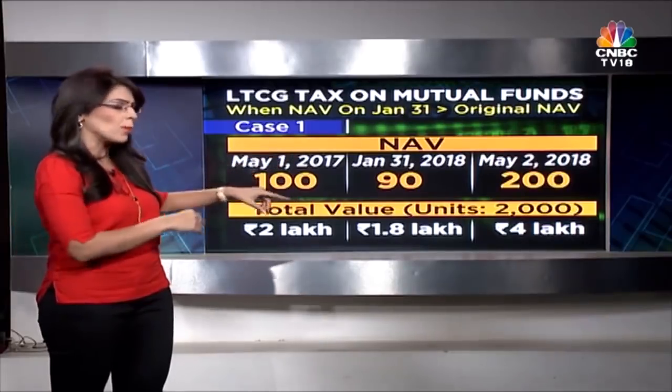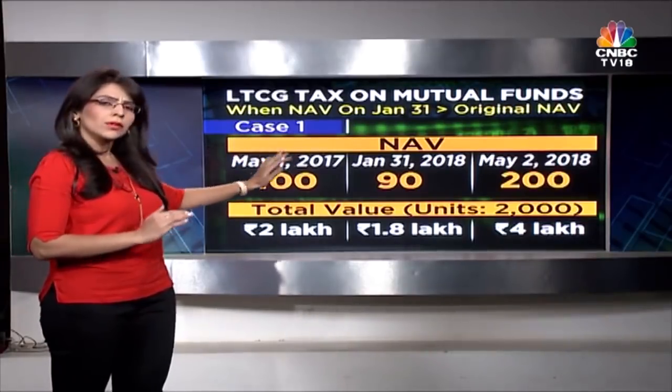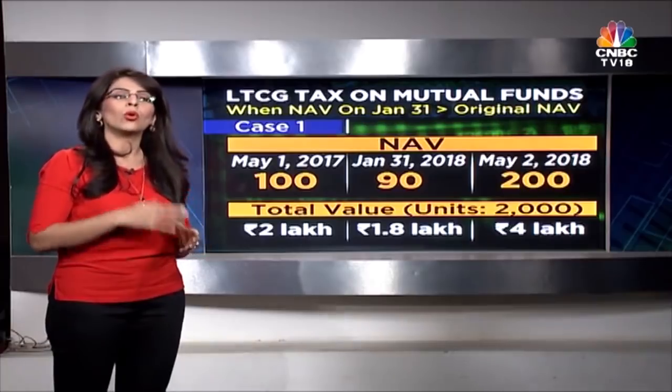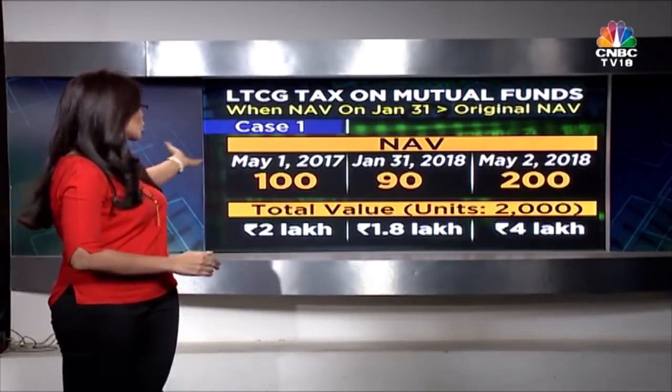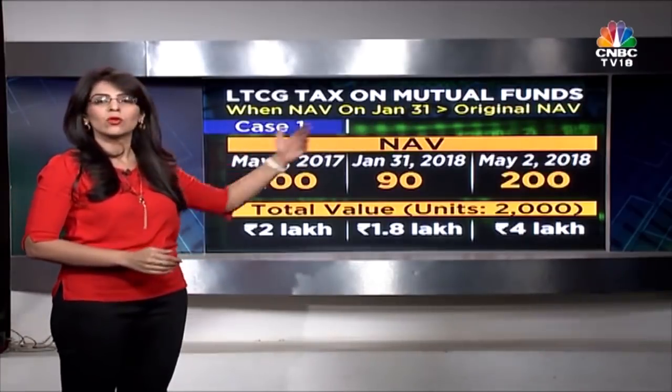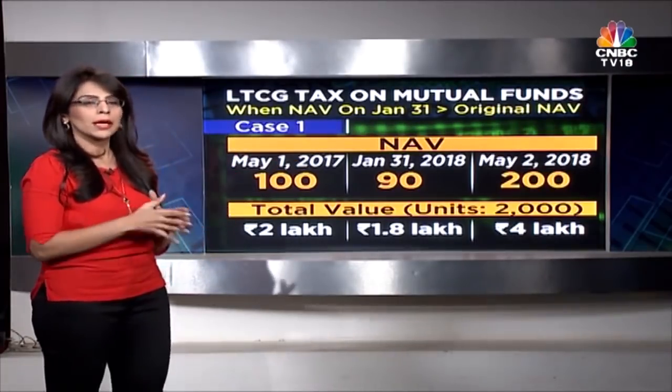The fund actually underperforms and the NAV falls to 90. However, you still hold on and you redeem only after 1 whole year. And then there's a pickup in the market again. So your NAV, which dipped to 90 because of the market rally, moves back to 200. So now how do you look at the calculations?